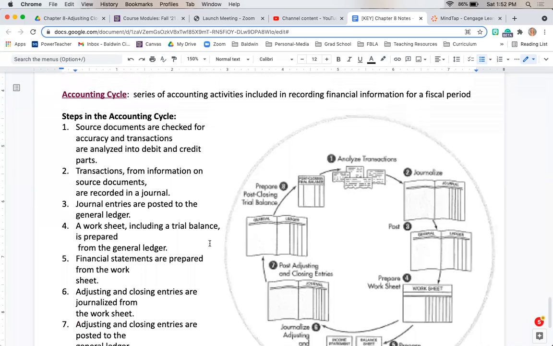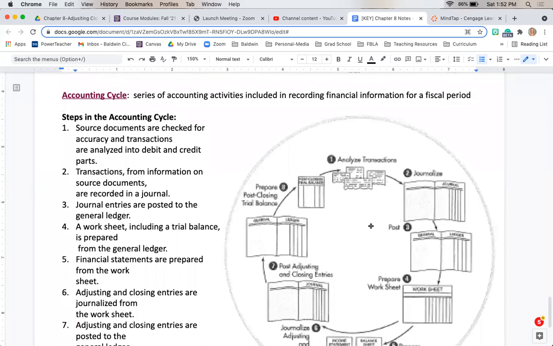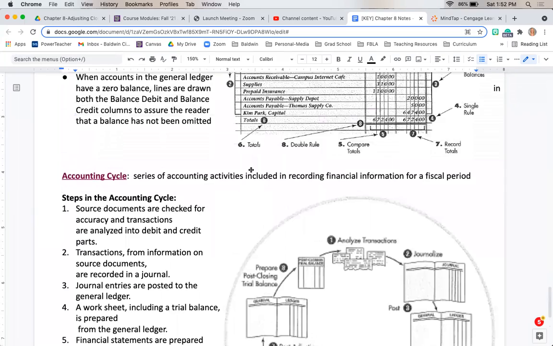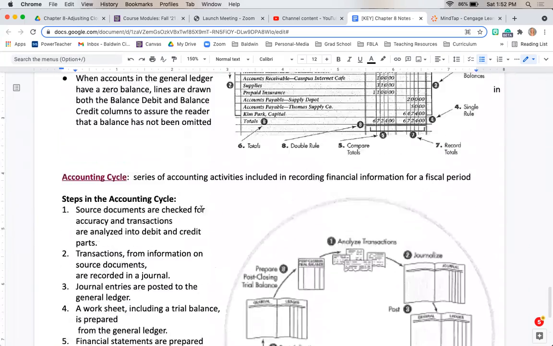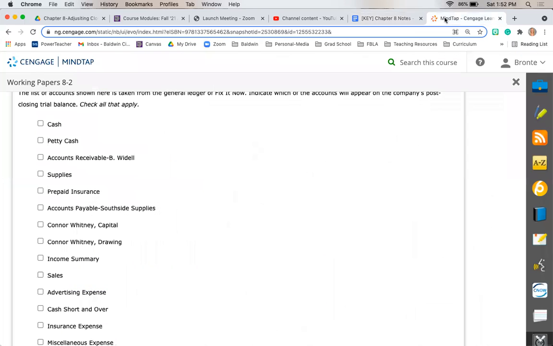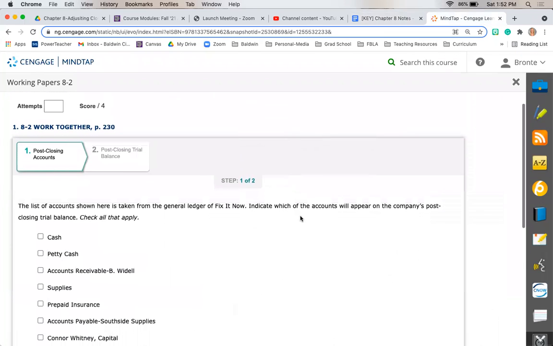So you guys have come full circle. You've done a complete accounting cycle for a sole proprietorship. Congrats. Okay, please read through those accounting cycle steps. And we're going to go to MindTap and do a post-closing trial balance.